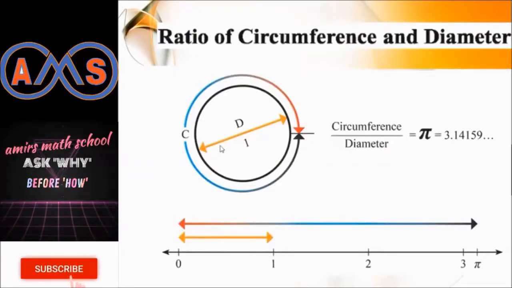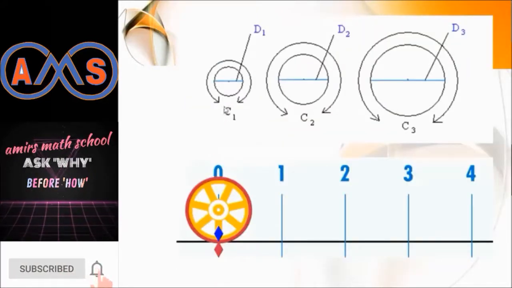Here I try to show that if the diameter is 1, then the length of the circumference will be greater than 3, and there is a fixed value. Here C1 is a smaller circle, this circle is greater than this one, and this one is the larger circle.